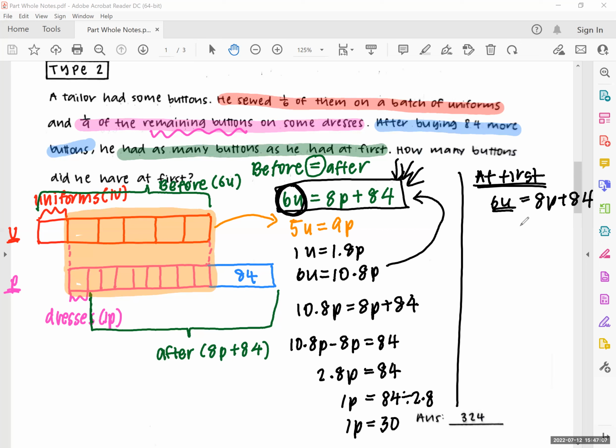8 parts plus 84. And do we have the value of 8 parts? Yes, because we had the value of 1 part, right? So you just take 8 times 30 plus 84. And what do you get? 240 parts plus 84. And how much is that?